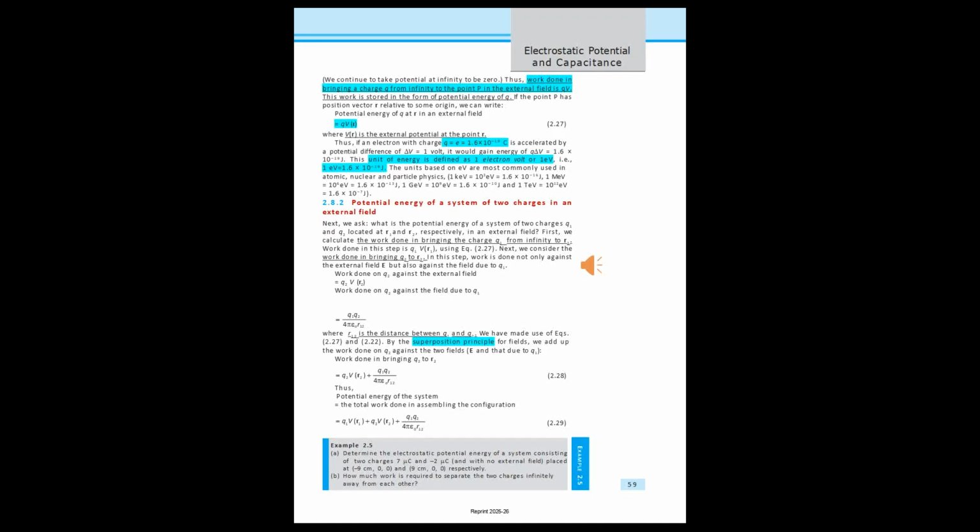By the superposition principle for fields, we add up the work done on Q2 against the two fields, E and that due to Q1. So the work done in bringing Q2 to R2 is given by Q2 V(R2) plus Q1 Q2 by 4 pi epsilon naught R12, that is given by the equation 2.28. Thus, the potential energy of the system is given by the total work done in assembling the configuration, and that is given by Q1 V(R1) plus Q2 V(R2) plus Q1 Q2 by 4 pi epsilon naught R12, that's given by the equation 2.29.